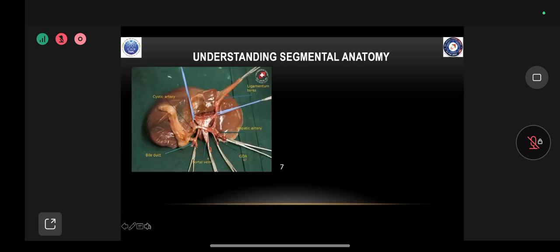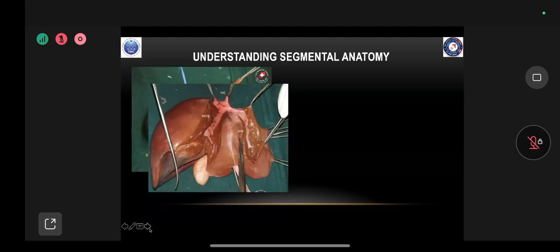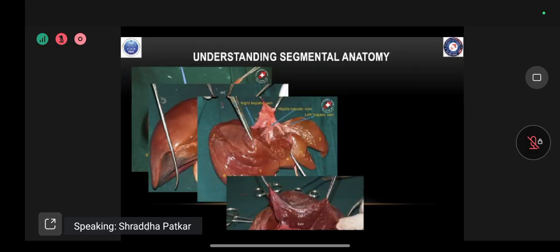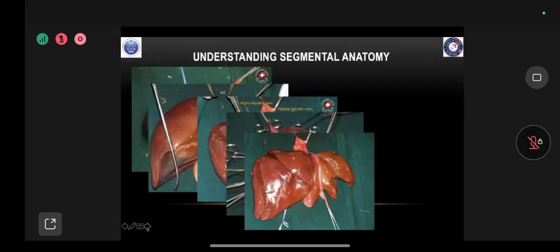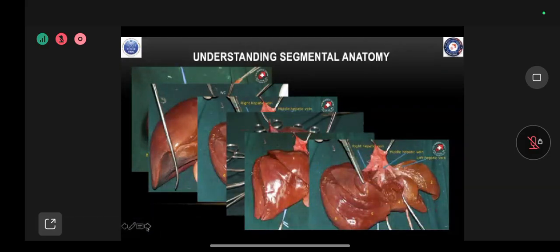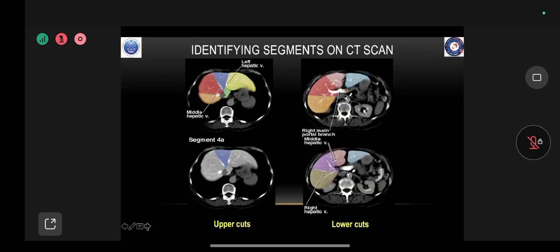This is a cadaveric picture of a liver being dissected, and you can see that if you follow the falciform and dissect these structures, you can very well identify these segments and the hepatic veins very clearly. Just a picture and a diagrammatic representation of the same. The segments and sectors we need to identify on CT scan. So any liver surgeon has to be well versed with identifying segments and sectors on radiology.